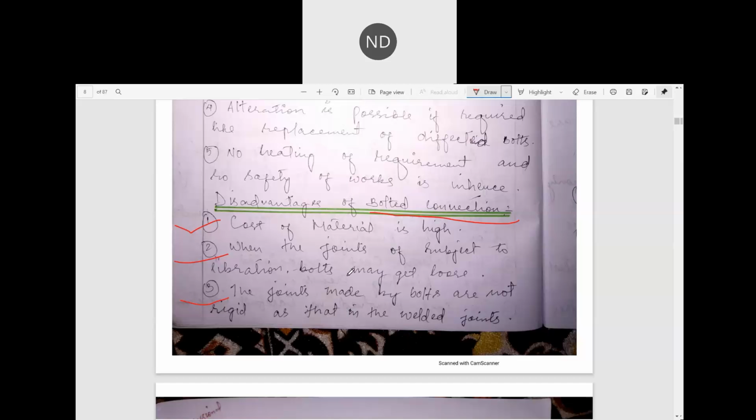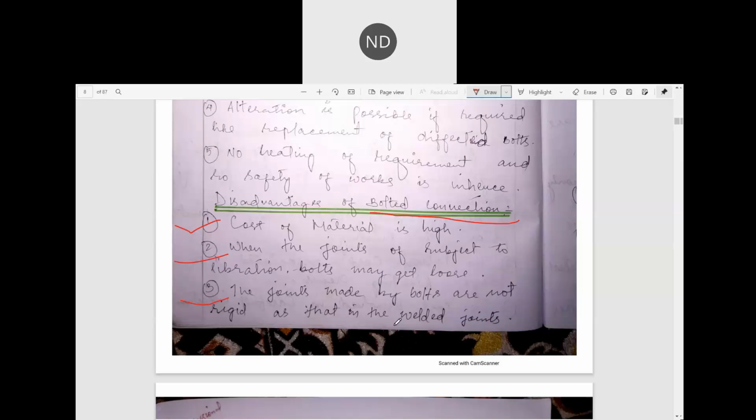So these are your bolted connections and these are the advantages and disadvantages. But when we compare the bolted connection to the welded connection, one disadvantage comes to the bolted connection: the joints made by bolts are not as rigid as in the welded connection. Welded connections are more rigid as compared to bolted connections. Why? I think you have seen in your workshops, in your earlier semesters, how welding is done to connect two metal plates or two different steel members.